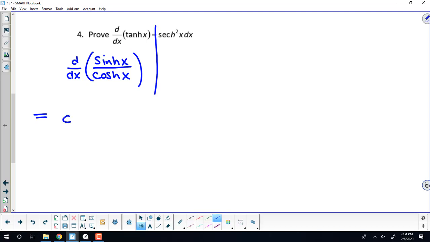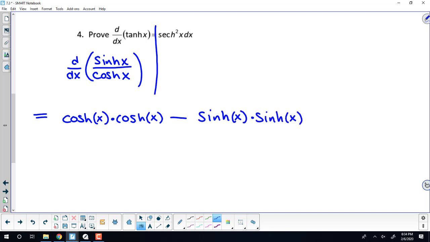We're going to do the bottom times the derivative of the top. What's the derivative of hyperbolic sine? Again, this thing, hyperbolic cosine. So there's the bottom times the derivative of the top minus the top function times the derivative of the bottom. Derivative of hyperbolic cosine is hyperbolic sine. Bottom times derivative of the top minus top times derivative of the bottom. We just put all of this over the bottom function squared.